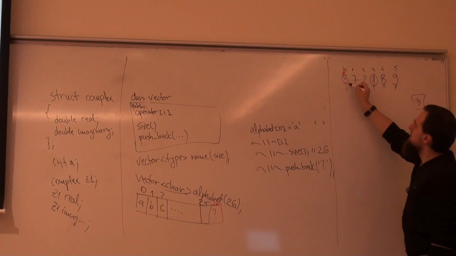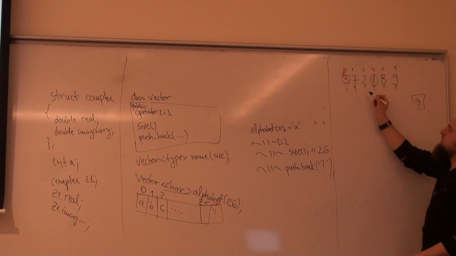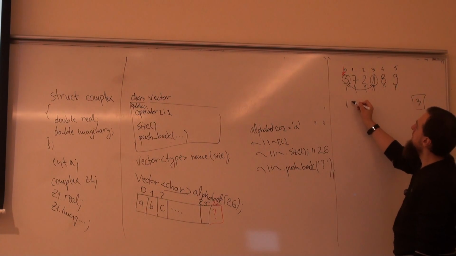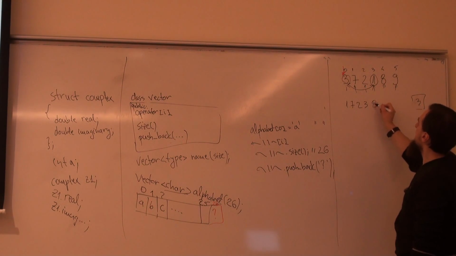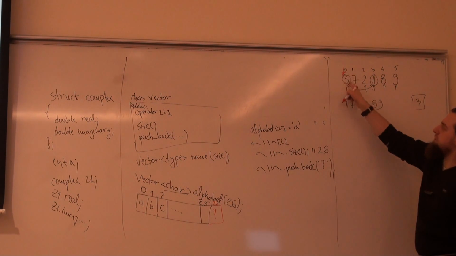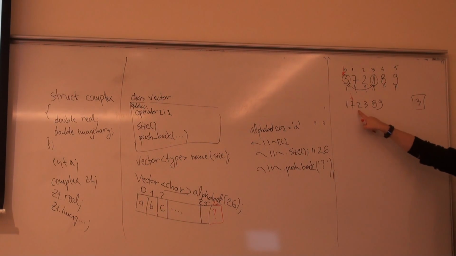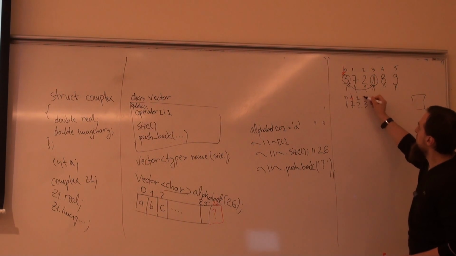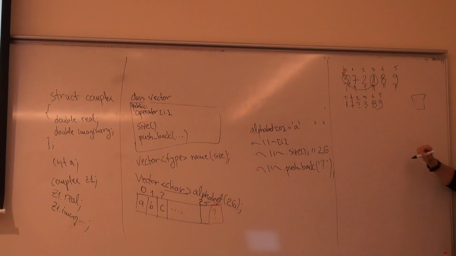In the first pass, I swap the places of 3 and 1. Basically, 1 comes here, 3 comes there. So I have an array like this: 1, 7, 2, 3, 8, 9. Okay? Now, I'm finished with the first one. Now I do the same thing for the second index. I'm going to write the indexes again. So this is index 0, 1, 2, 3, 4, 5.